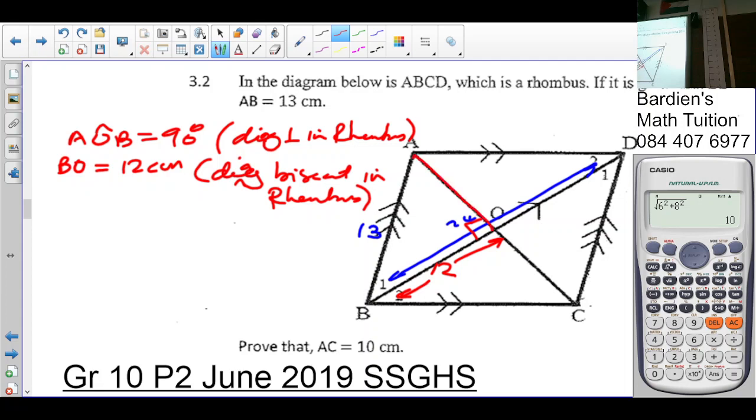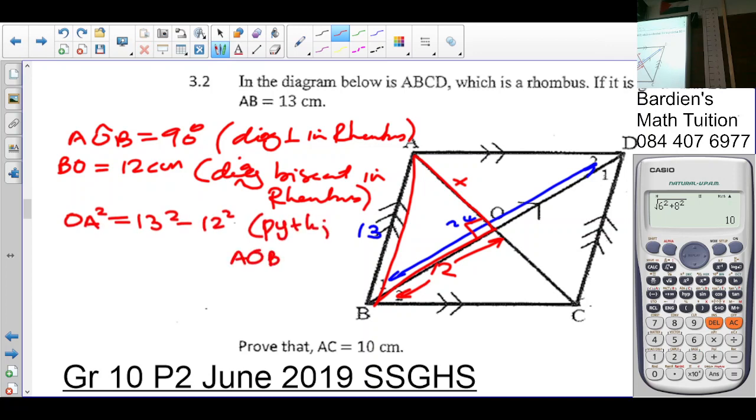So you see, I can apply the theorem of Pythagoras here now to calculate OA. So what do I say? OA squared is equal to 13 squared minus 12 squared. Reason: Pythagoras with angle AOB equals 90 degrees. That gives us 169 minus 144, which is 25. So what do I do thereafter? I take the square root, it gives me 5 centimeters.